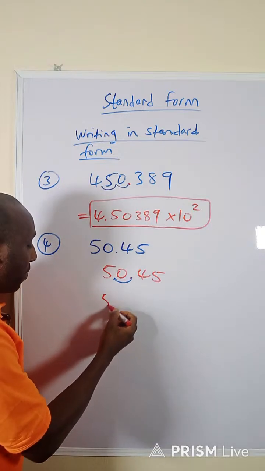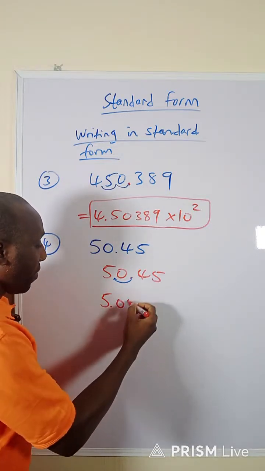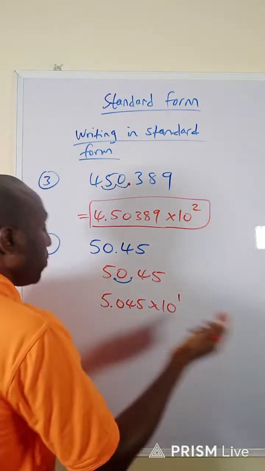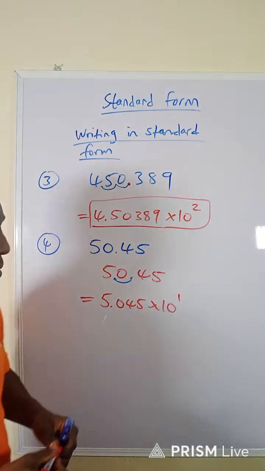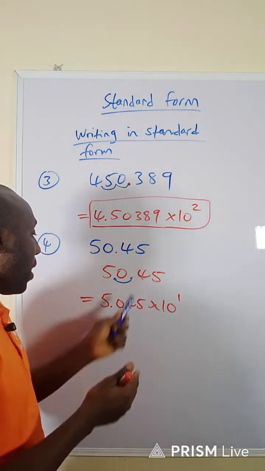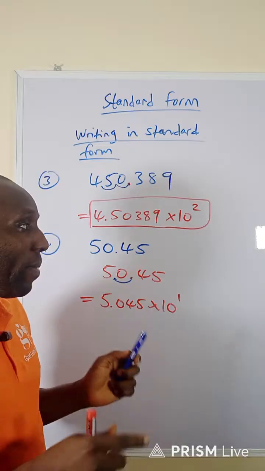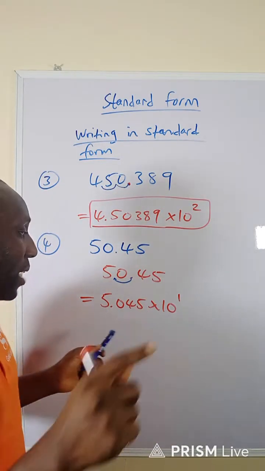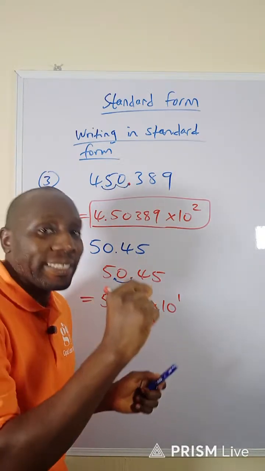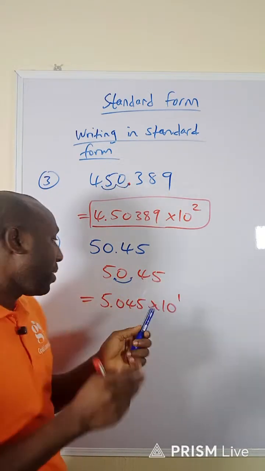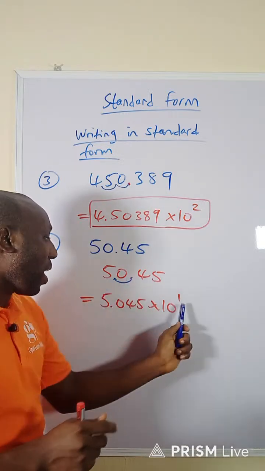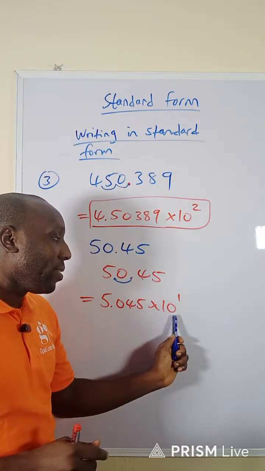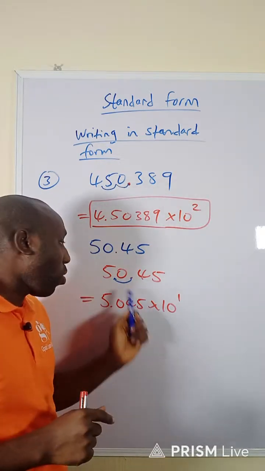So you have 5.045 times 10 raised to the power what? 1. Oh yeah, times 10 raised to the power 1. So this is going to be the answer for that. You go to where the decimal point is and do the counting. Make sure you have a singular digit, then the other digits, if there are any. Then times 10 raised to the power of the number of movements you had. In this case, we just had one movement from here to here. That's why I had raised to the power 1 here. This is 5.045, coming from 0.45, then times 10 raised to the power 1.